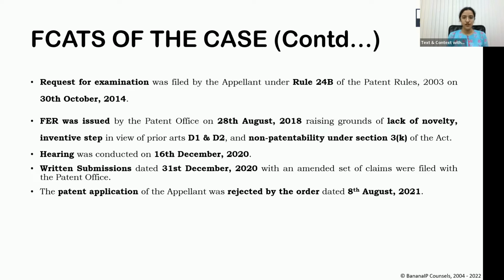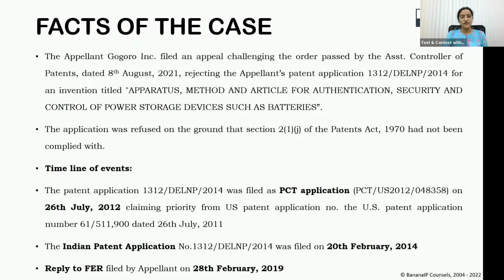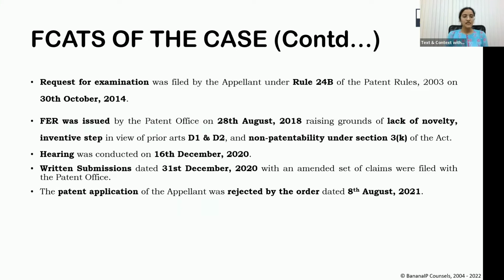30th October 2014, following which an FER was issued by the Patent Office on 20th August 2018, raising grounds of lack of novelty, inventive step, and citing prior arts D1 and D2, as well as non-patentability under Section 3K of the Act. A reply to the FER was filed by the appellant on 20th February 2019. Subsequently, a hearing was conducted on 16th December 2020, and the written submissions for the aforementioned hearing were submitted on 31st December 2020, with an amended set of claims filed with the Patent Office.